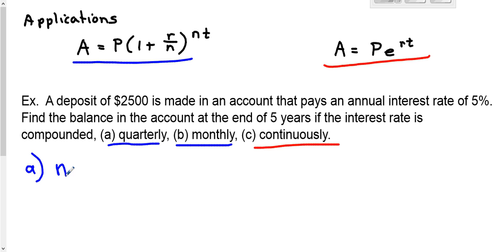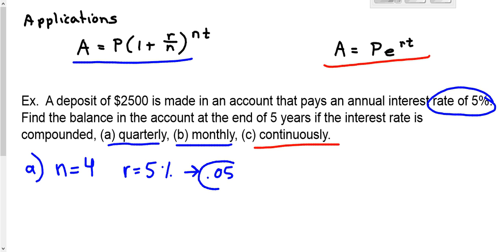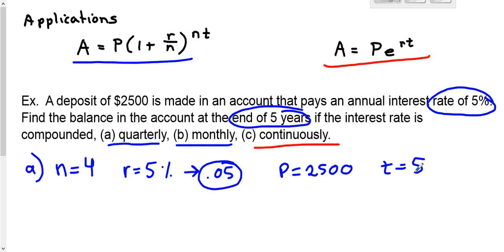So N is 4 times a year. Okay, they ask us to look at a rate of 5%. So our rate is 5%, but remember the rates that we use are always decimal. So that's 0.05 is actually the number that we're going to use. Then the initial deposit, so that's our principal, is $2,500. And they're asking us to look at the end of 5 years. So the time that we're looking at is 5 years.